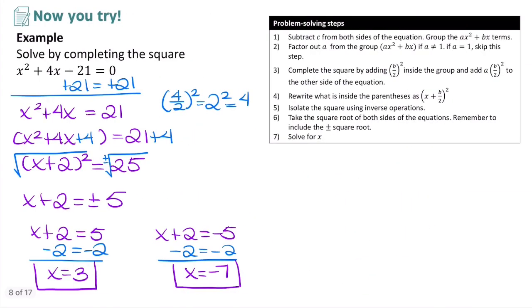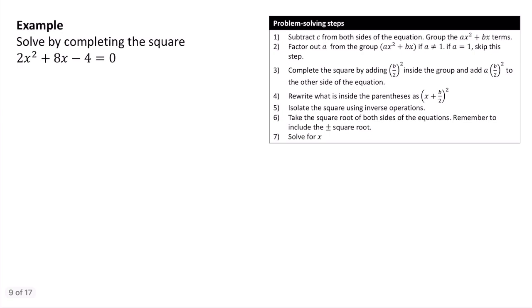So here what we did, remember, we started off by moving that minus 21. Always move c first. So we have x squared plus 4x equals 21, and then we need to add 4 to both sides to complete the square. When we do that, this will become x plus 2 squared, and that's equal to 25. Then we take the square root of both sides, which gives us x plus 2 equals plus or minus 5. And then we can separate this into two equations, which gives us two solutions, x equals 3 and x equals negative 7. So now let's try this example.